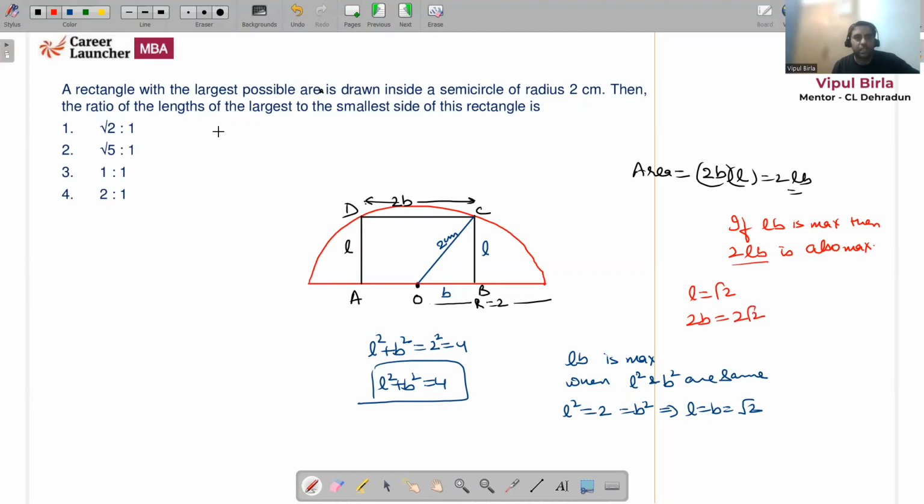The question says ratio of the length of the largest to the smallest side. So largest is 2 root 2, smallest is root 2. So ratio of 2B to L is equal to 2 root 2 to root 2, which is 2 to 1, is the answer. We could have taken DC as B only and then we would have done B by 2, B by 2. But just to avoid fractions, this is a slightly better way of interpreting it. Hence, option number 4 is the answer.